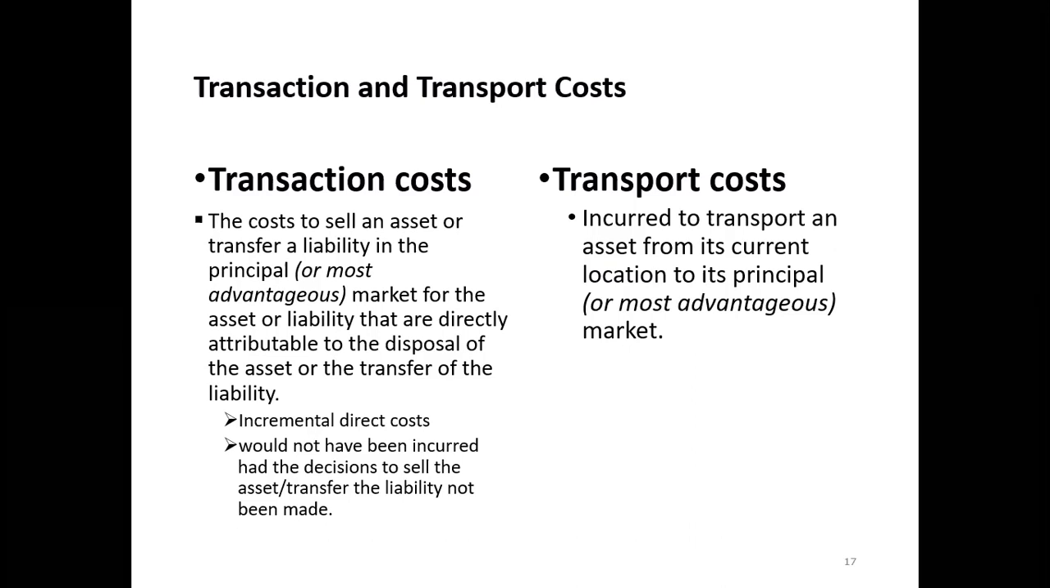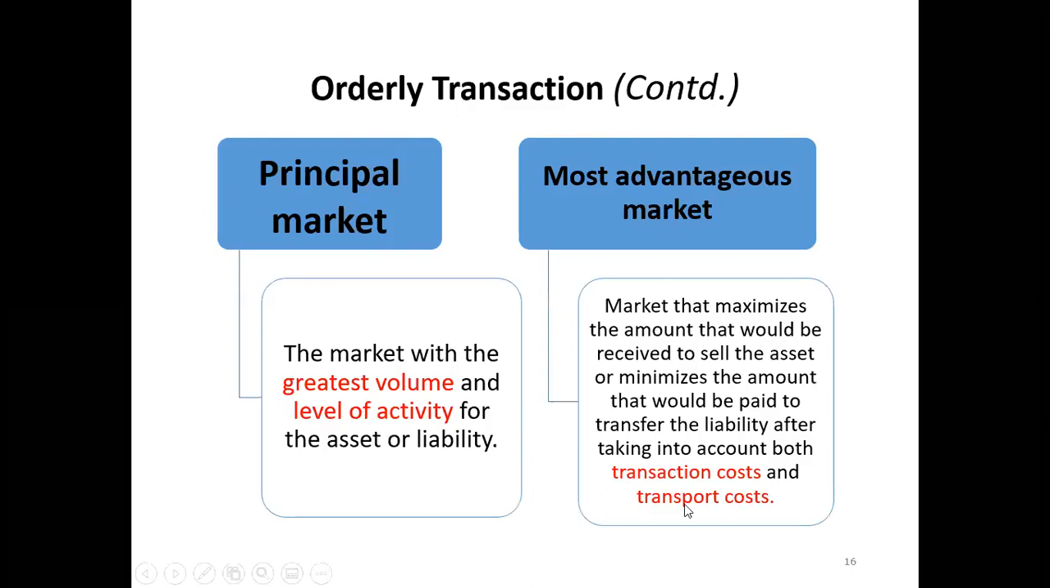Then what about the transport cost? It is pretty obvious. It is the cost that you incur to transport a particular asset from your current location to the market. It can be the principal market or the most advantageous market. Whatever the product that you have, you need to take that to the market and then sell it. So it is about the transport cost. When it comes to the calculation of net proceed, it is specifically said that you need to deduct both the transaction cost and the transport cost.